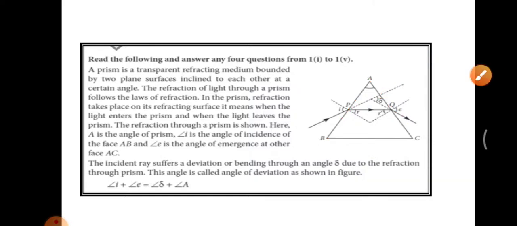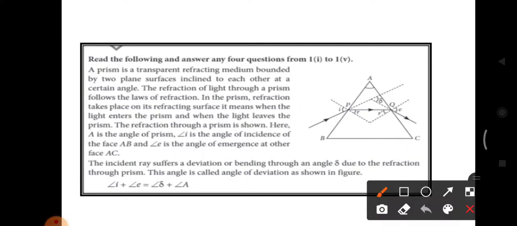The refraction of light through a prism follows the law of refraction. In the prism, refraction takes place on its refracting surfaces. It means when the light enters the prism and when the light leaves the prism. You know that the prism is made up of a refracting medium. So when the light is incident on the refracting medium, refraction takes place. The same also when the light leaves the medium, refraction takes place.